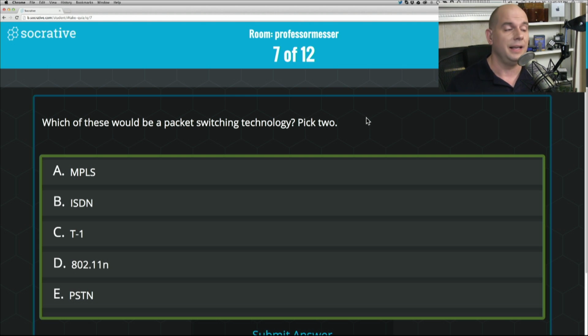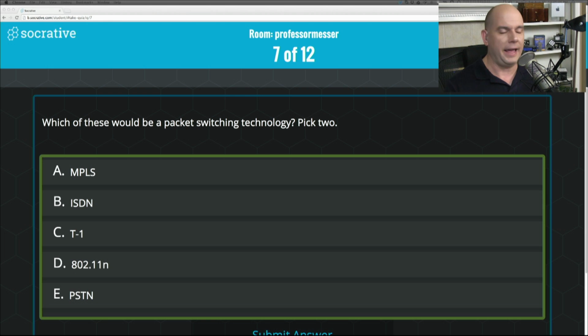Again, it's a 2-step process. You have to go through and understand what you want to pull out and look at that. You will need to understand what packet switching is, and at that point you have to apply it to the technologies associated with packet switching. So MPLS, ISDN, T1, 802.11n, and PSTN. I made this one a little harder because each one of these really is a legitimate network technology. This is something that would be in many different environments you go into. In fact, there are many environments that are running all of these networking technologies, but only 2 of them are packet switching. Which 2 is it?